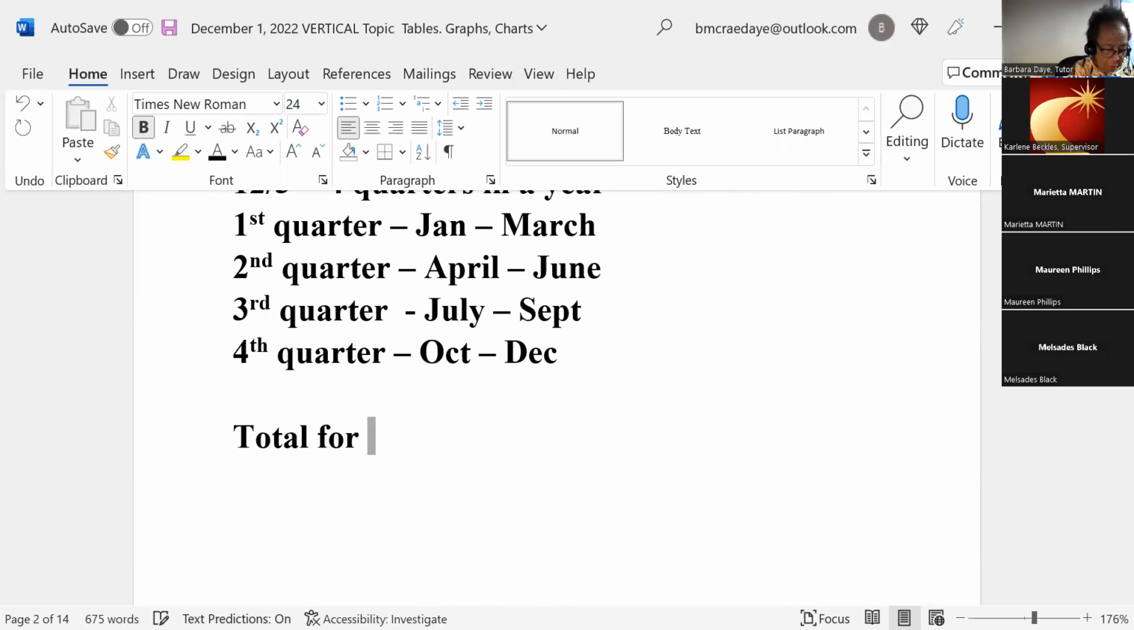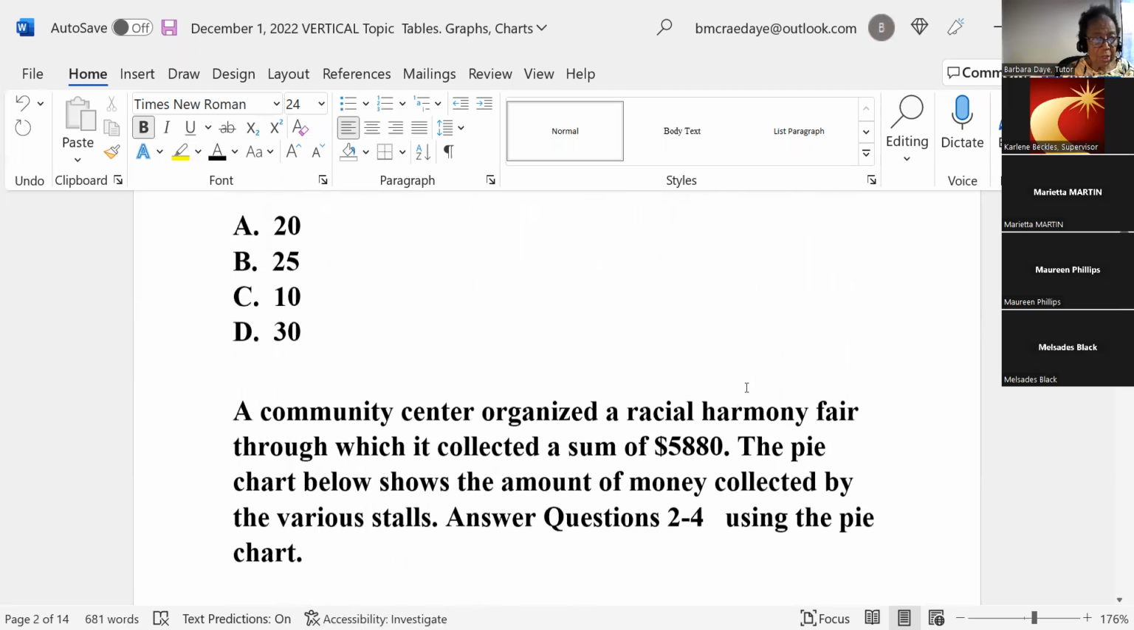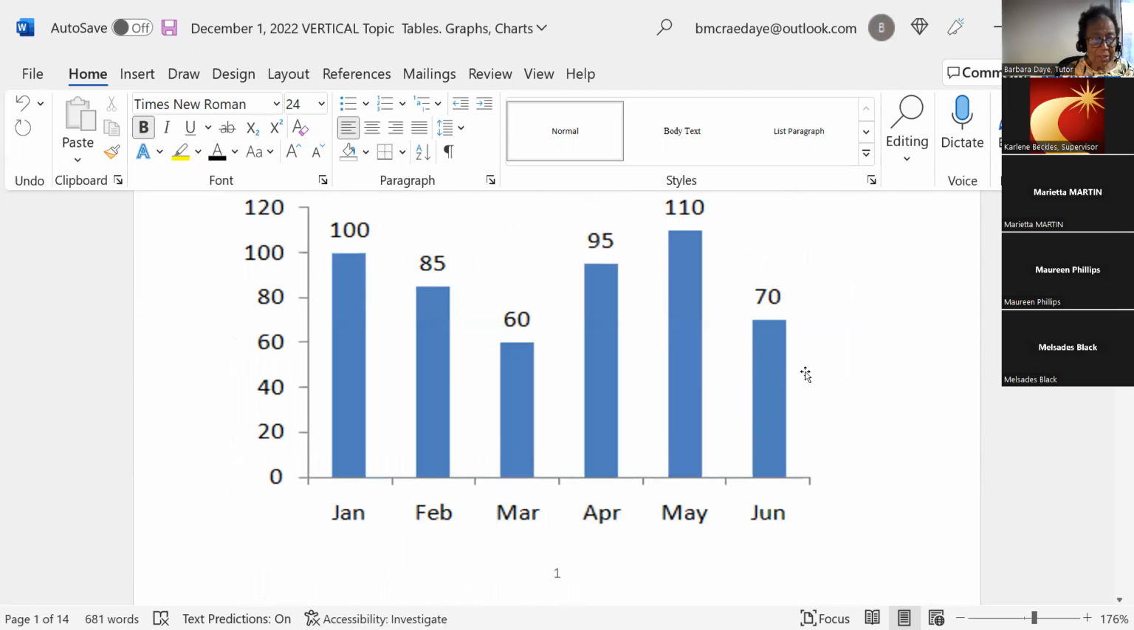for first quarter. And I want the total for second quarter. I'll go back to the graph. Now, okay, let me go here. First quarter, and you said, Mercedes, January, February, March. Add those up. What do you get? Okay, let me see now. 85 and add 60 to it.